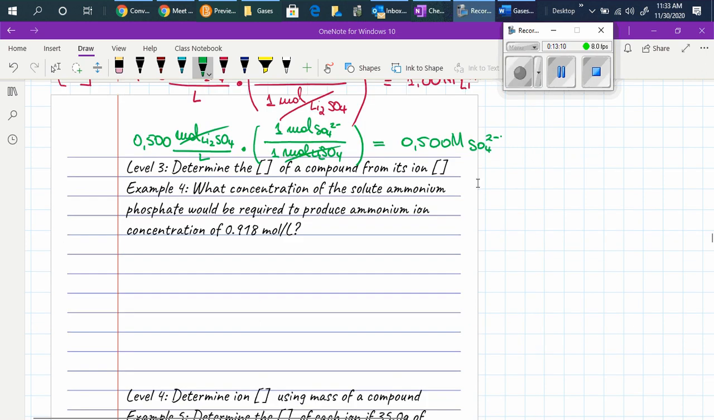Now let's determine the concentration of a compound from the concentration of the ion. So the concentration of solute ammonium phosphate that will be required to produce an ammonium ion concentration of 0.918. So this is the concentration of NH4+.